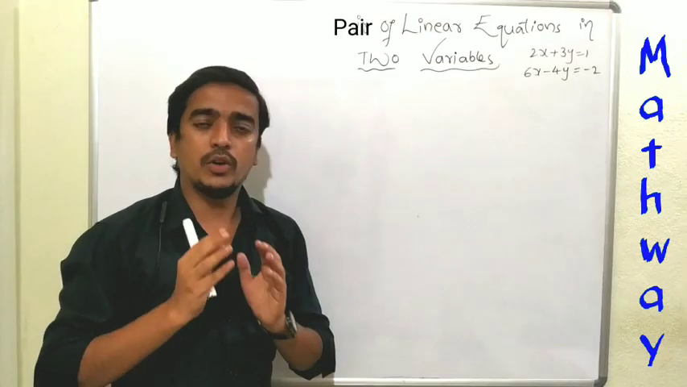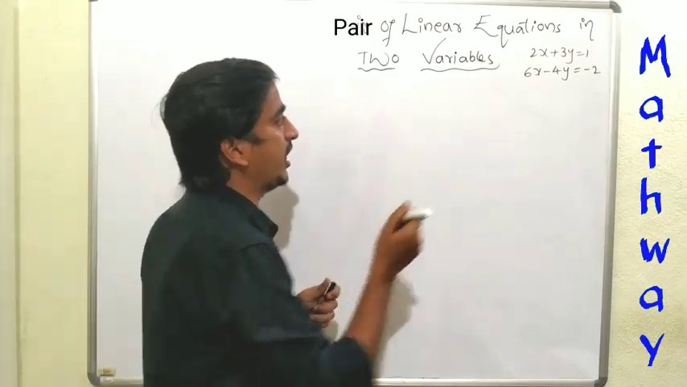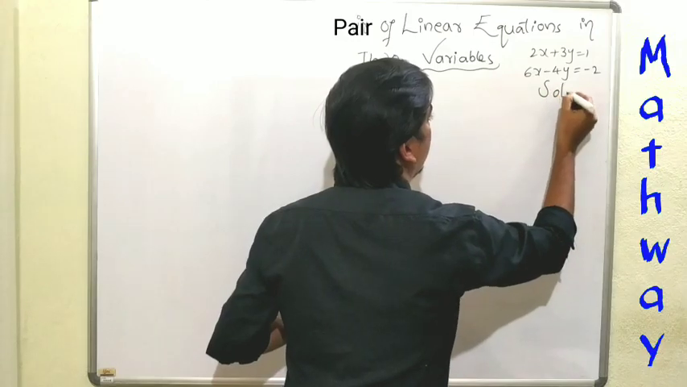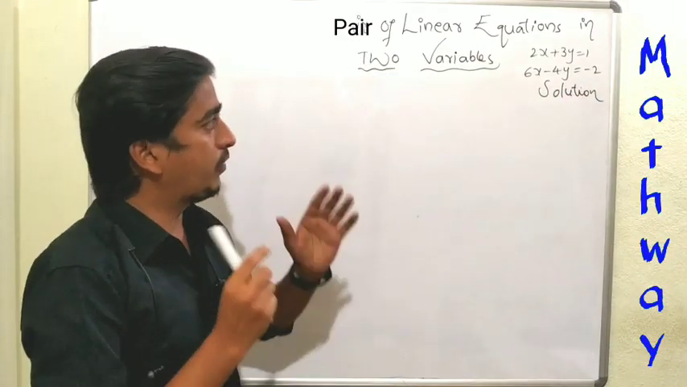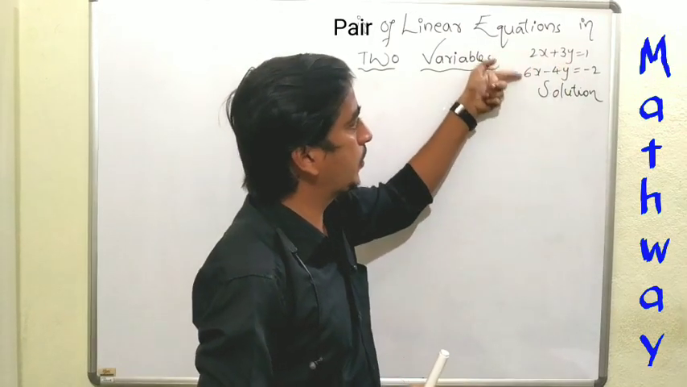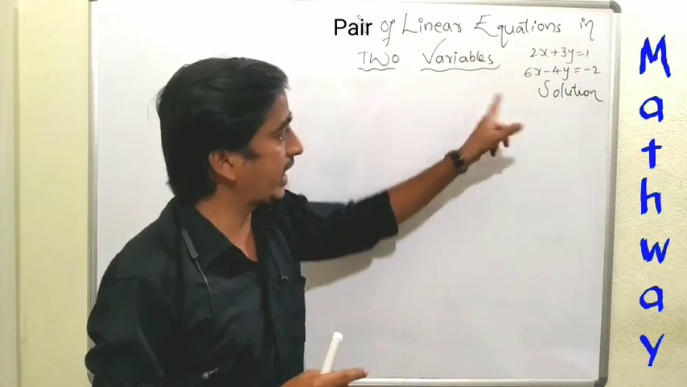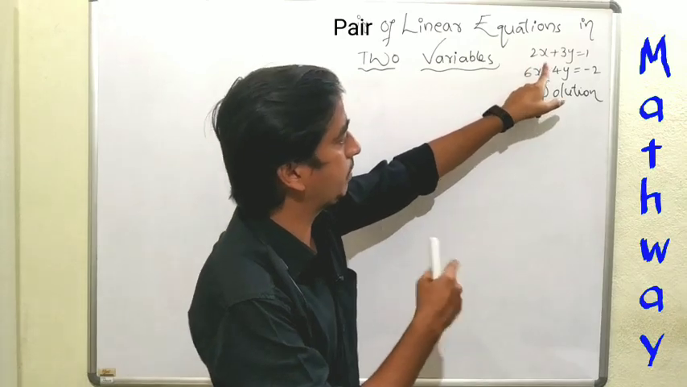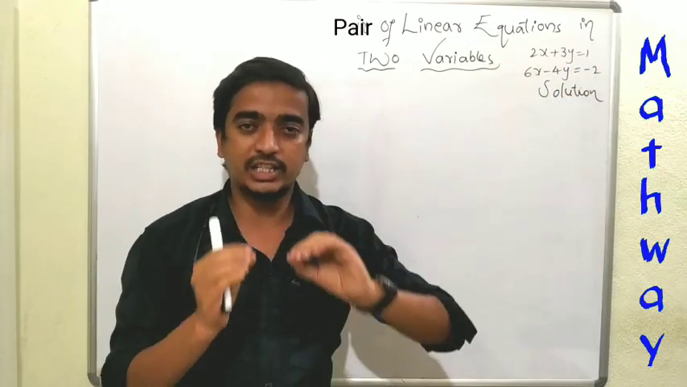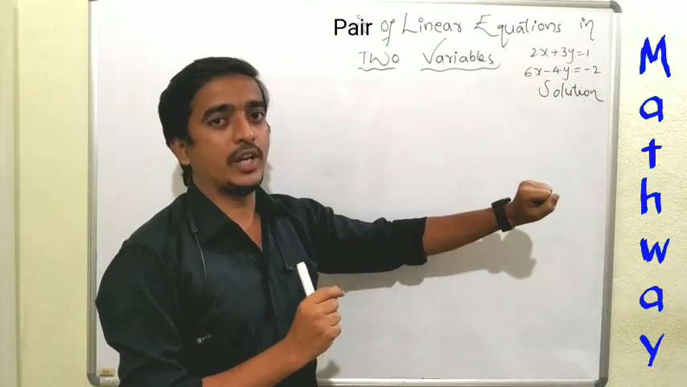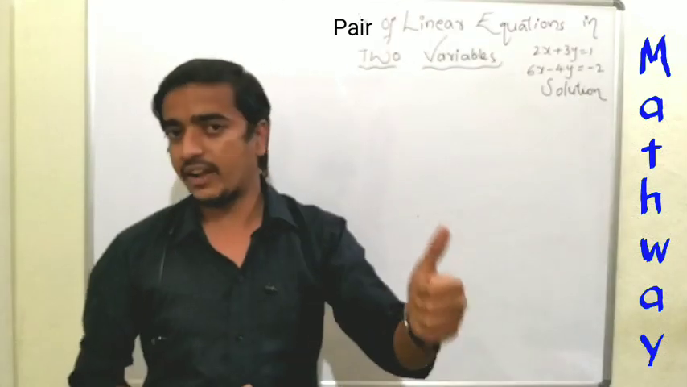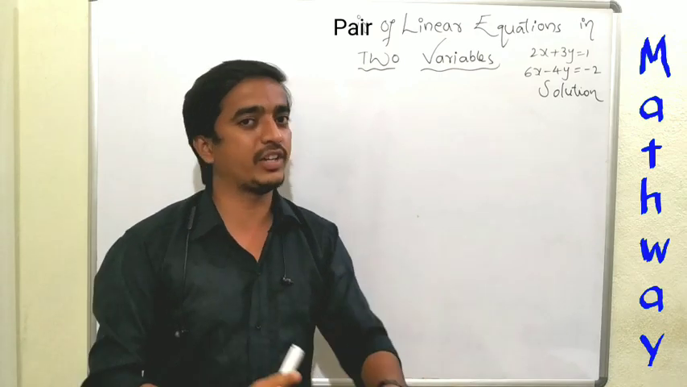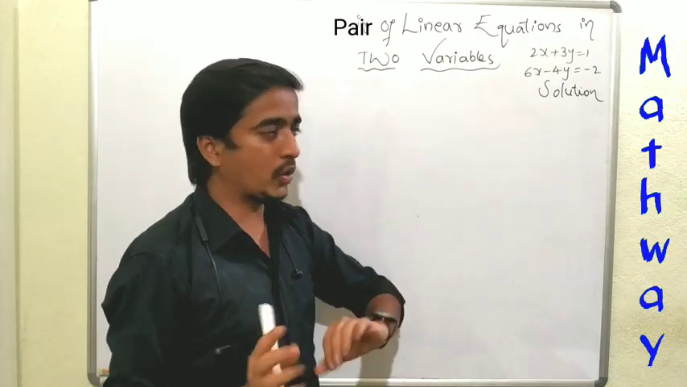Now, what is called the solution of a linear equation? Solution means at what x and y values these two equations will be satisfied. At what x and y values the LHS becomes equal to RHS, those x and y values are called the solution. We can find the solution by different methods as we discussed earlier: by the graph, substitution, elimination, or equation reducible method. So that is about solution.